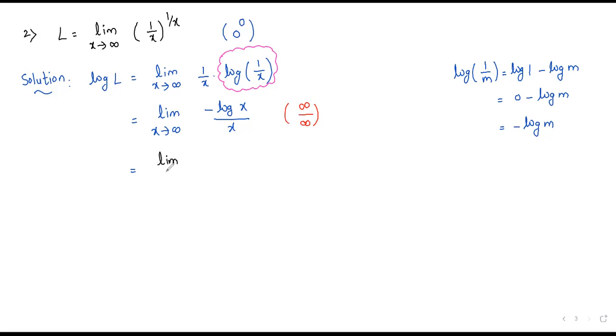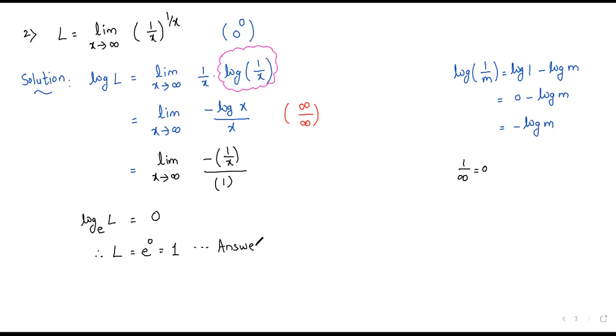Okay. So this will be limit as x tends to infinity, the derivative of minus log x, what will it be? It will be minus 1 upon x, divided by the derivative of x, which is 1. So if we put infinity, 1 upon infinity, what is 1 upon infinity? 1 upon infinity is 0. So basically when we put x equal to infinity, what do we get? 0. Now basically this is what? Log of L to the base e. So what will be the limit? Limit will be e to the power 0, which is equal to 1. It is not necessary that the answer will always be 1. It can be anything. Okay.